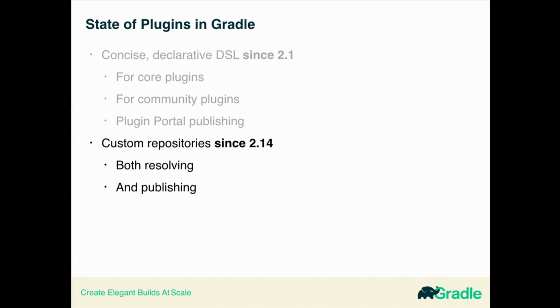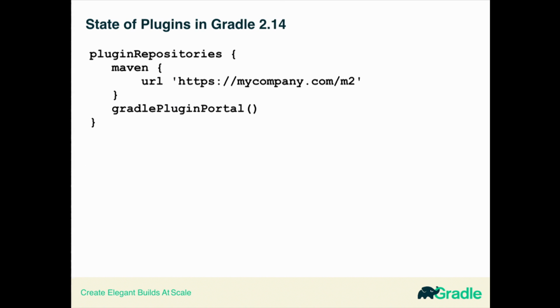In 2.14, we've added the ability to resolve from custom repositories and to publish to custom repositories. So the Java Gradle plugin will automatically publish to your custom repositories. I mean, you have to configure it and say where they are, but it now can publish to them. And we can resolve from those custom repositories. So this is what the code looks like in your settings.gradle file, and only in your settings.gradle file.